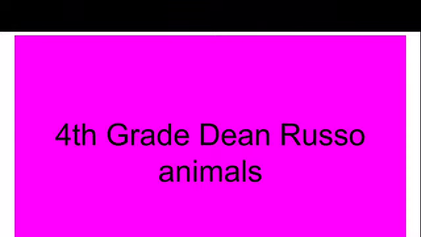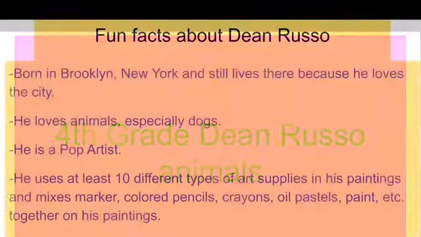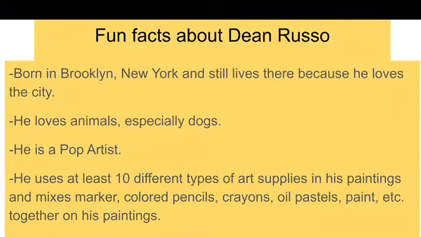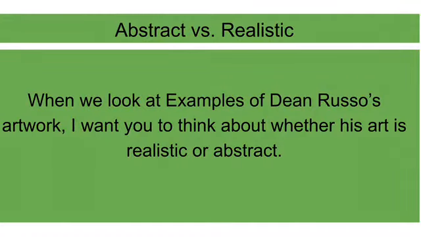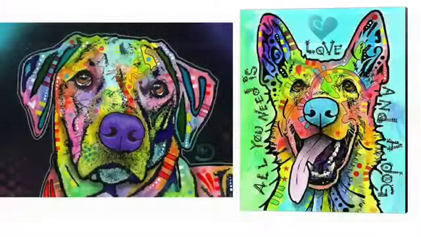Today we're going to talk about an artist named Dean Russo and the animals that he draws. So some fun facts about him is that he was born in Brooklyn, New York, and he still lives there because he loves the city. He also loves animals, especially dogs. He is a pop artist, and in his pictures he uses lots of different kinds of art supplies and he mixes them all together. So I want you to look at these examples and think about whether his art is realistic or abstract.